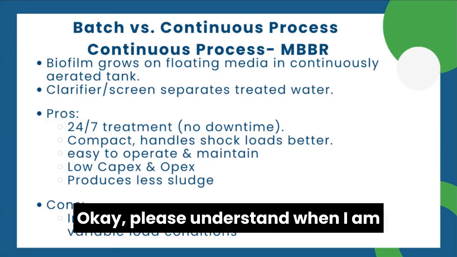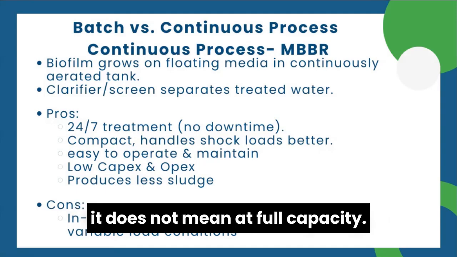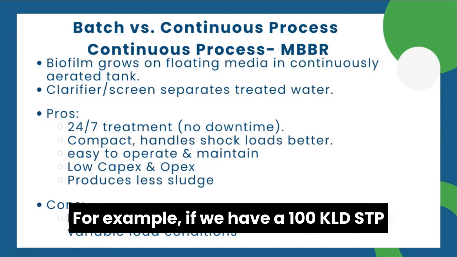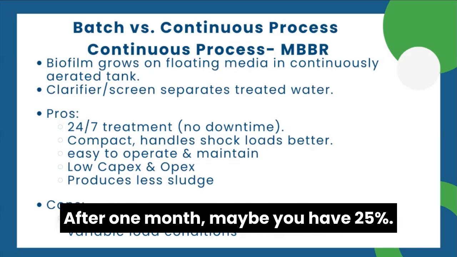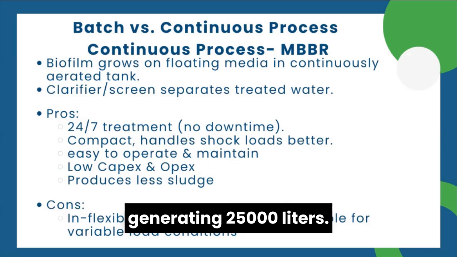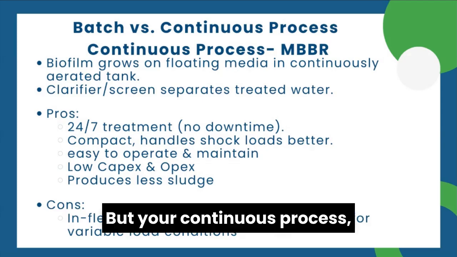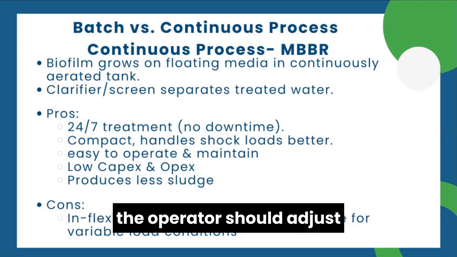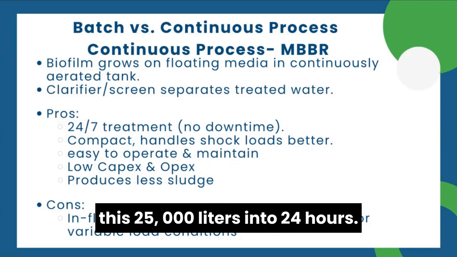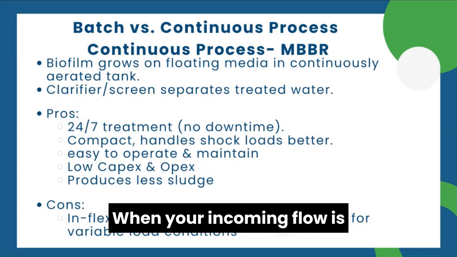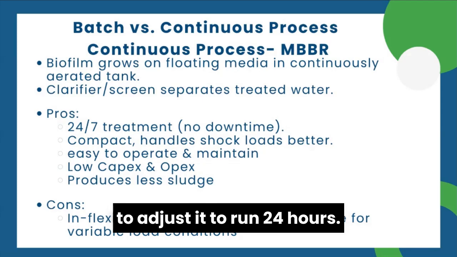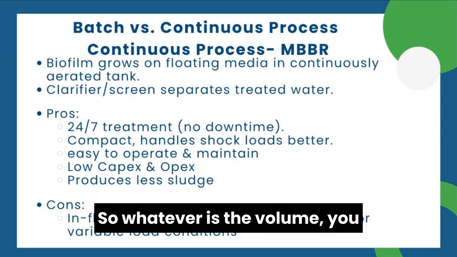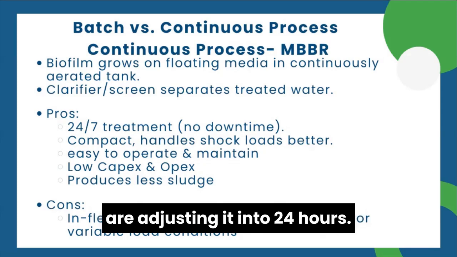Okay, please understand, when I'm talking about a continuous process, it does not mean at full capacity. For example, if we have a 100 KLD STP, in the project beginning stages, we start with zero. After 1 month, maybe you have 25%. That means you are generating 25,000 liters. But your continuous process, the operator should adjust this 25,000 liters into 24 hours. When your incoming flow is increased to 50 KL, you need to adjust it to run 24 hours. So whatever is the volume, you are adjusting it into 24 hours.